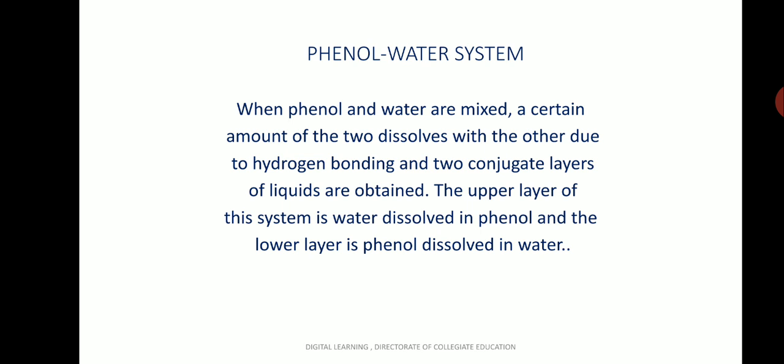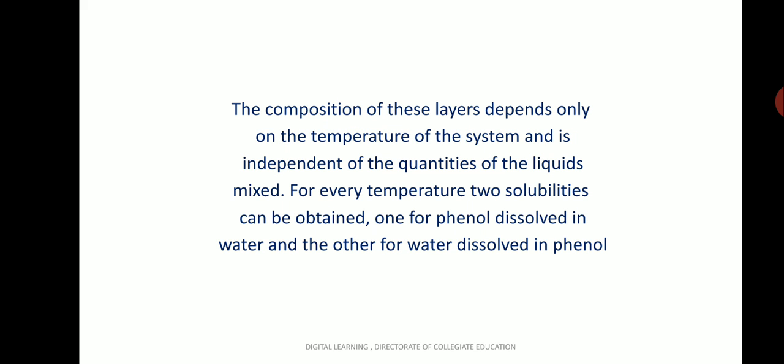Coming to the phenol-water system. When phenol and water are mixed, a certain amount of the two dissolves with the other due to hydrogen bonding, and two conjugate layers of liquids are obtained. The upper layer of this system is water dissolved in phenol, and the lower layer is phenol dissolved in water. The composition of these layers depends only on the temperature of the system and is independent of the quantities of the liquids mixed. For every temperature, two solubilities can be obtained, one for phenol dissolved in water and the other for water dissolved in phenol.